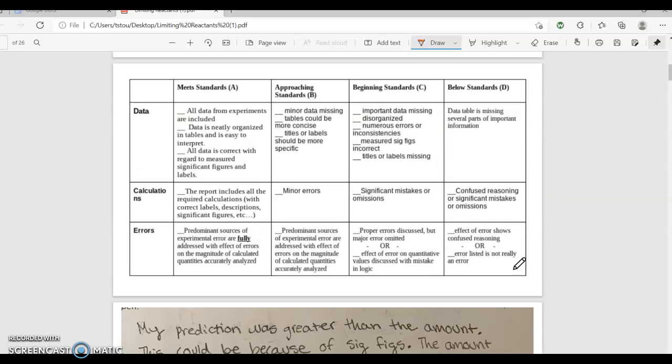Looking at here, when you think about errors, a good error, we'll talk about the predominant error, so that's the main error in your lab, and then we'll talk about how the magnitude calculated was different. So because of this error, I got too high of a number. Because of this error, I got too low of a number, and you did that. Do that part too.